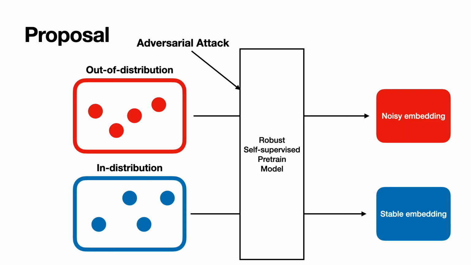My assumption is if a robust self-supervised pre-trained model is trained well, the model will map data from OOD with iterative adversarial perturbation to noise embedding. But if data from the in-distribution test, the output will be stable. If we utilize the model's robustness, we may accomplish OOD detection from unlabeled data.